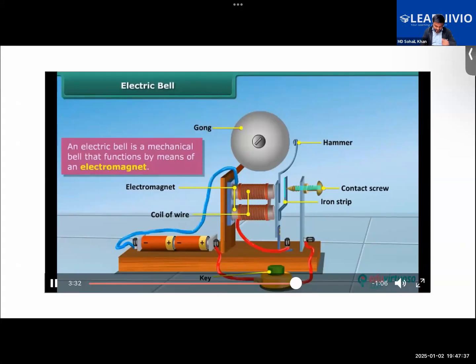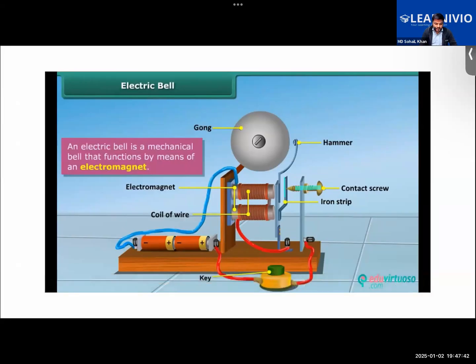The electric bell consists of a coil of wire wound on an iron piece. The coil acts as an electromagnet.